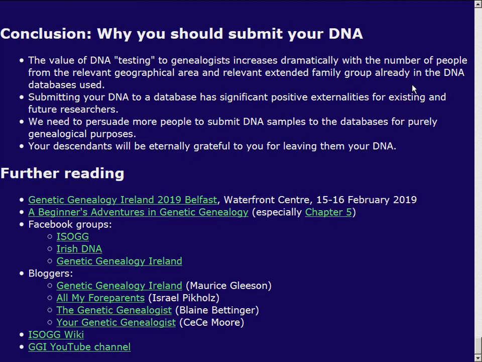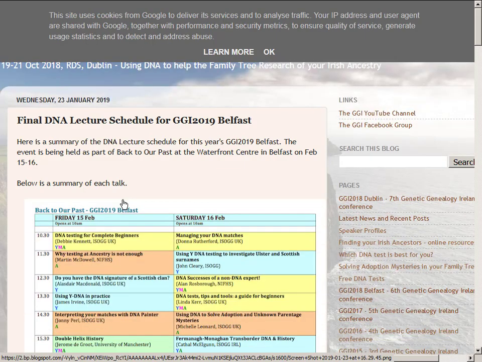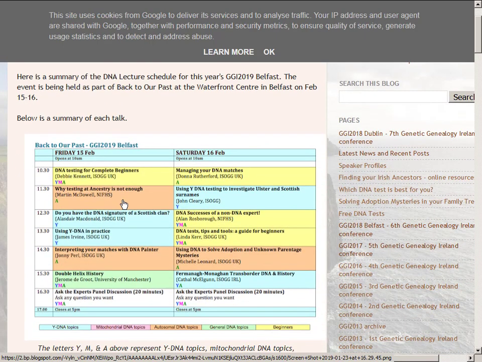And at the end is a list of further reading, and hopefully we'll see some of you in Belfast at the weekend at Genealogy Ireland 2019, where you'll learn a lot more about these subjects from people a lot more expert in them than I am.